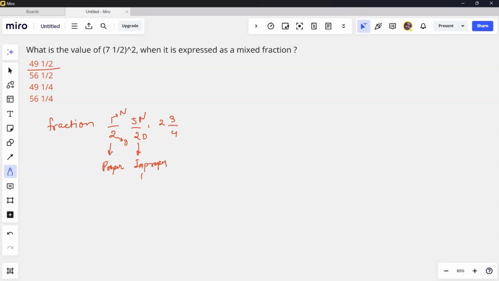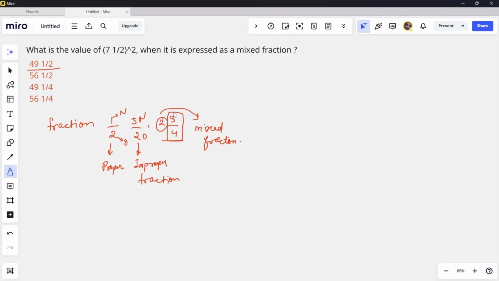Improper fraction. These types of fractions contain a whole number and also a fraction. So this particular fraction is called a mixed fraction. Okay, mixed fraction.